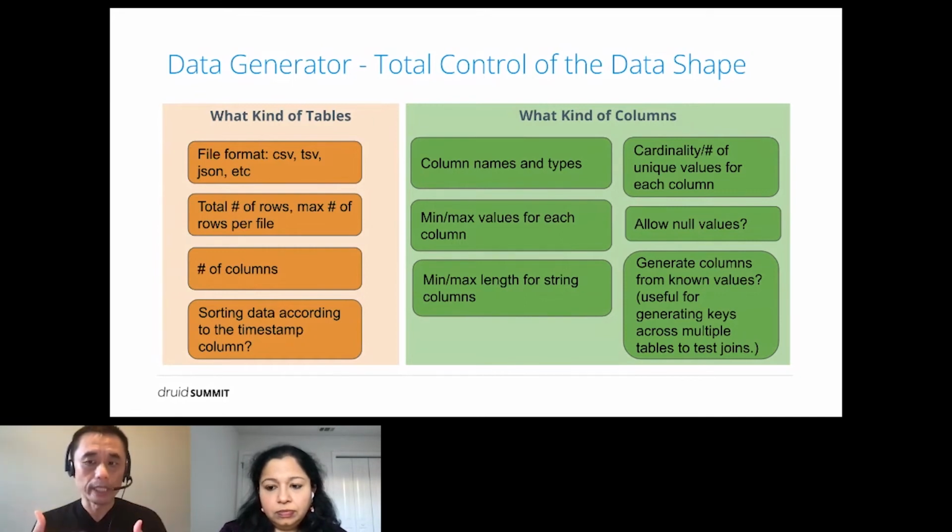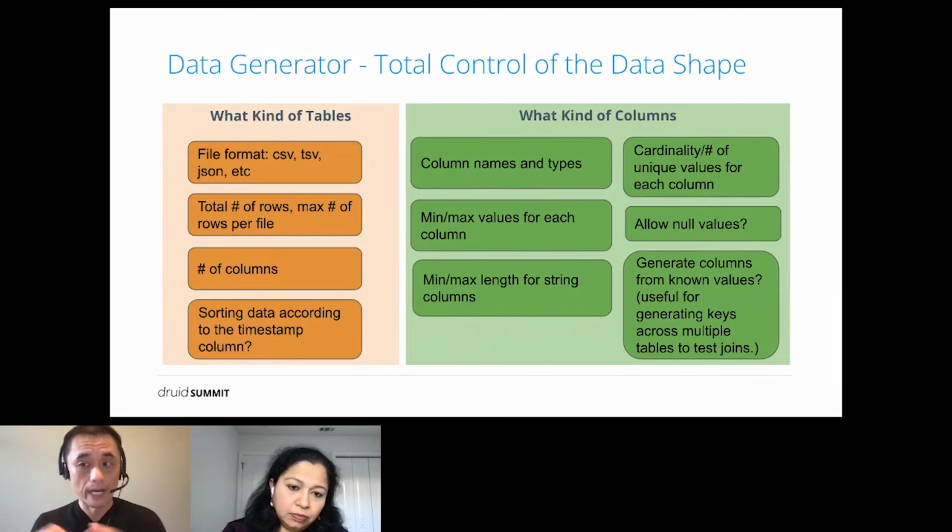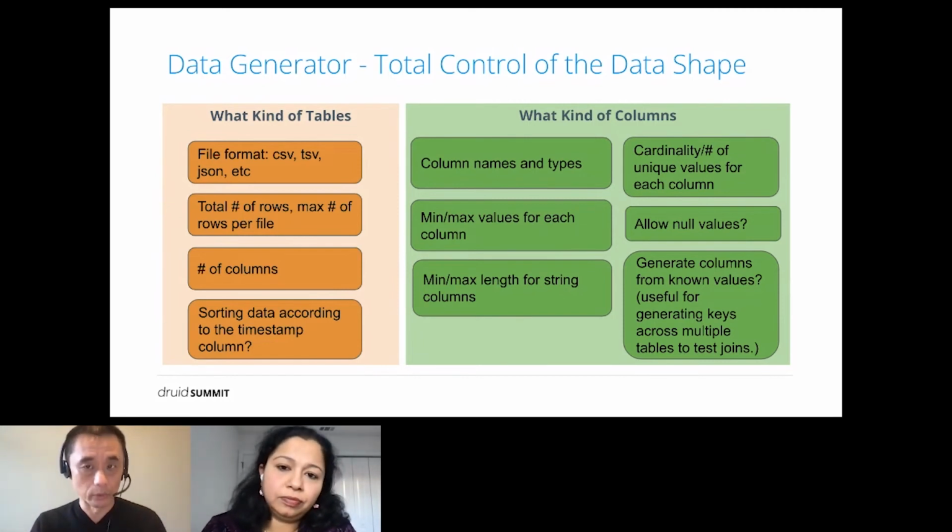Do you want to generate columns from a set of known values? This is very useful for generating key columns. For example, if you want to do joins, you want the key columns to have some same values, so your joins actually can produce some results. Otherwise, if you have two sets of completely random columns, random values, then your joins won't come up with anything. That defeats the purpose of testing.